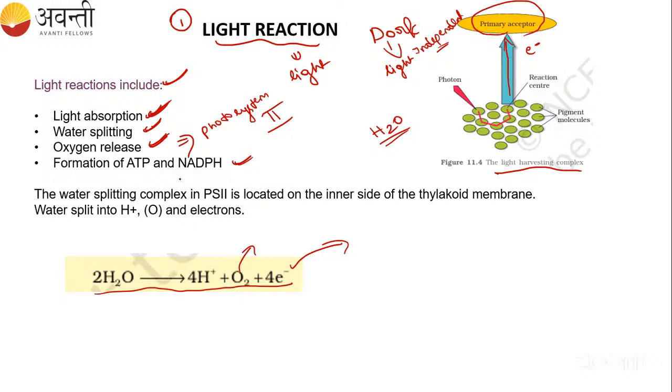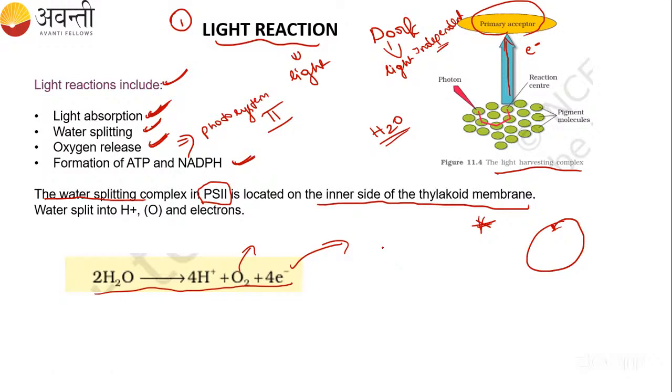And the formation of ATP and NADPH is going to take place. Here you can see that the water splitting complex present in photosystem 2 is located on the inner side of the thylakoid membrane. It is very important. In statement-wise questions, they will ask about it in the light reaction. On the inner side of the thylakoid membrane, the photolysis is going to take place. Okay, fine.